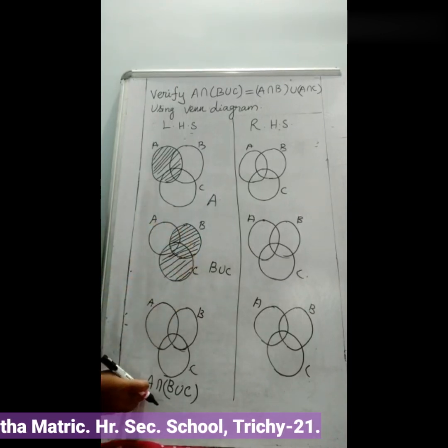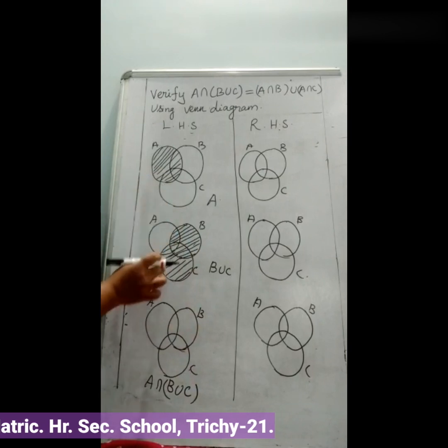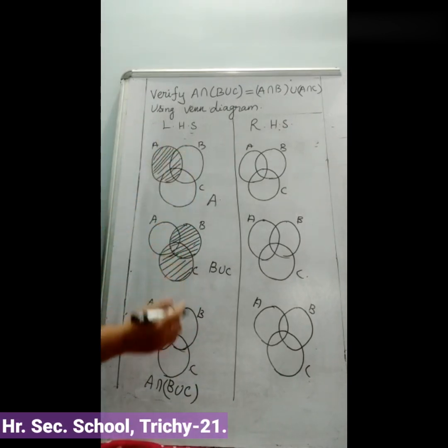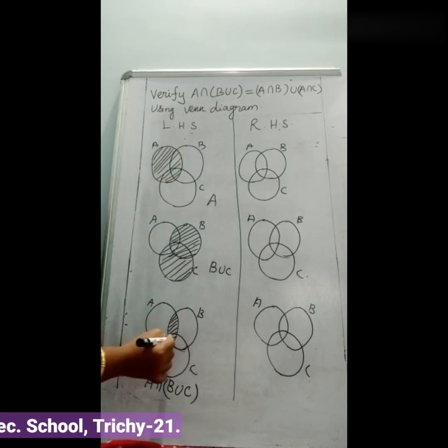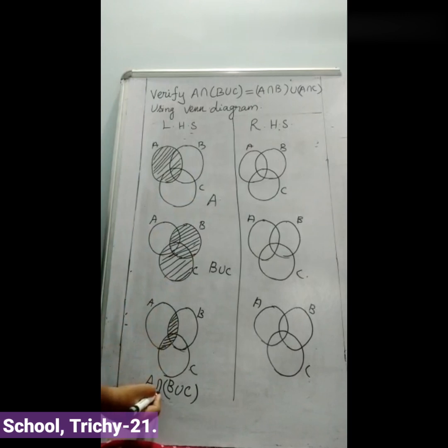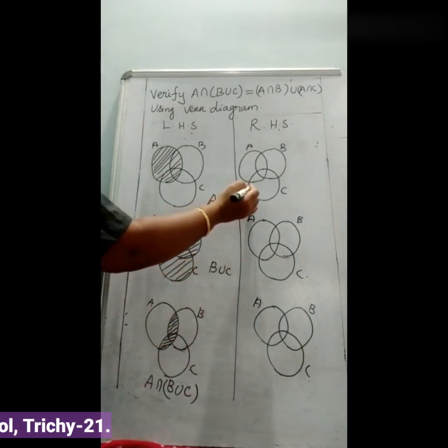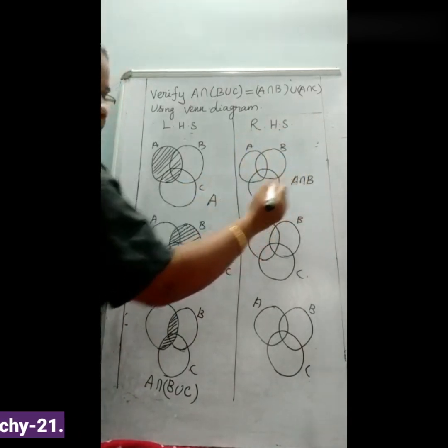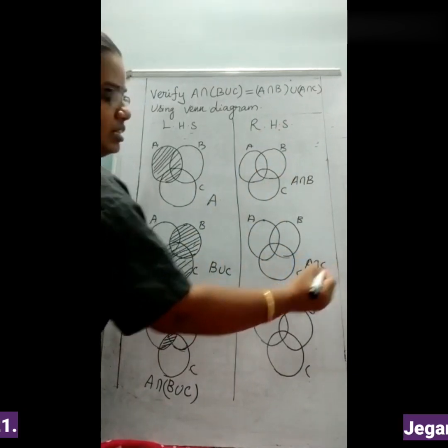And then A intersection (B union C). For these two sets, what is the common term? Common term for these two sets means this portion. So you have to shade this for A intersection (B union C). And for RHS, right hand side, first you have to take A intersection B. And another one is A intersection C.